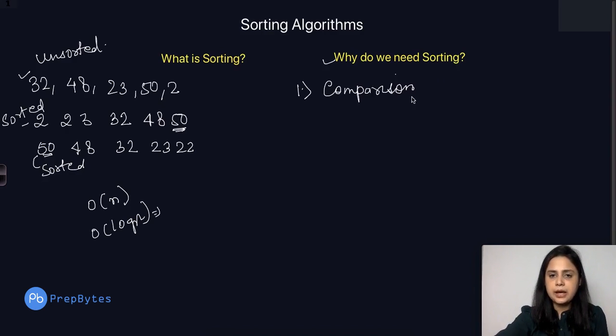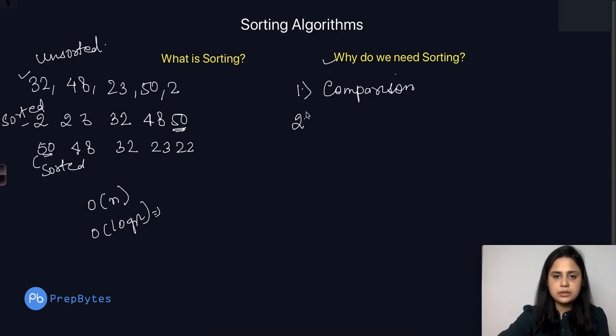So basically, comparison means that if we are sorting based on comparison between two elements, then it's a comparison based algorithm. There is a key, and we do certain comparisons to decide how to sort the array.